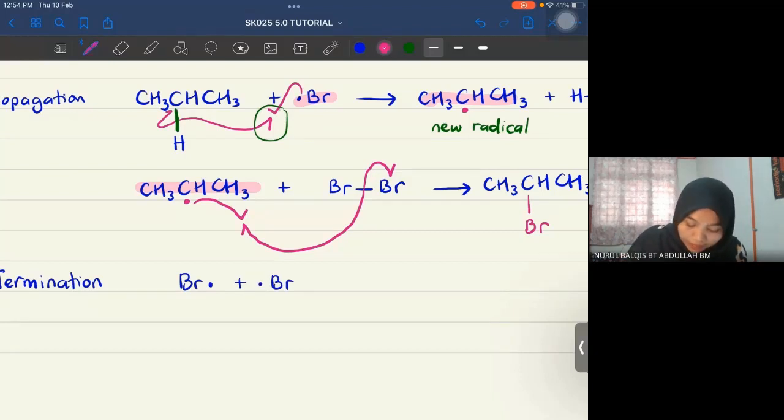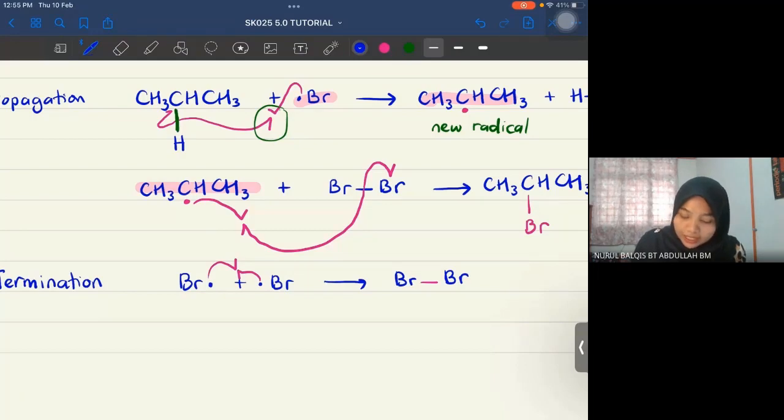Show the movement of electrons, once up, once down. Dia tak boleh macam ni, tak boleh macam ni, tak mau. Tak boleh, dia kena once up, once down. You will get a new bond between Br and Br. Okay, so dia akan jadi stable molecules balik lah.